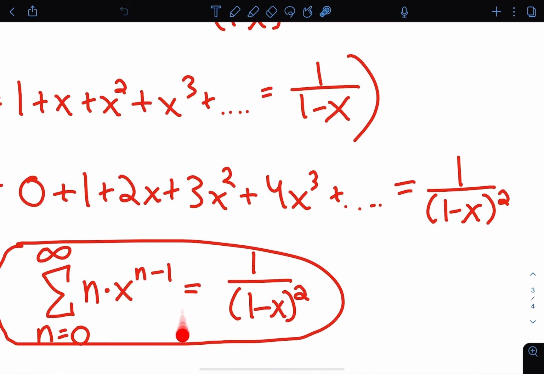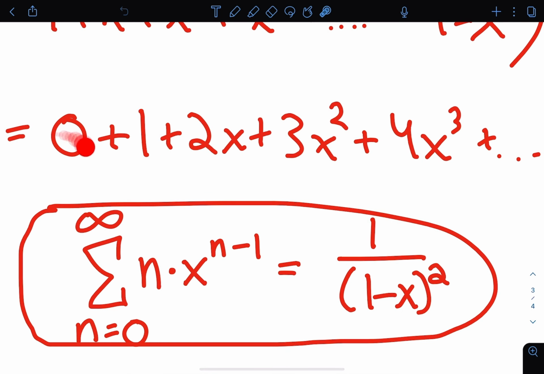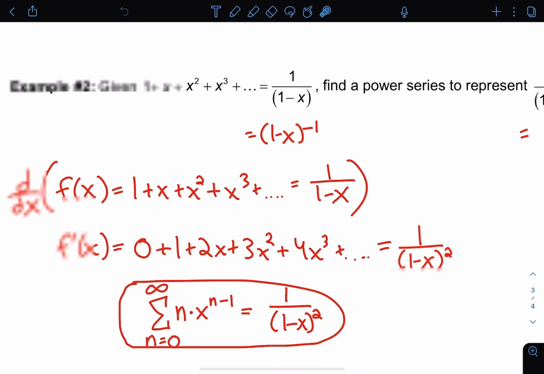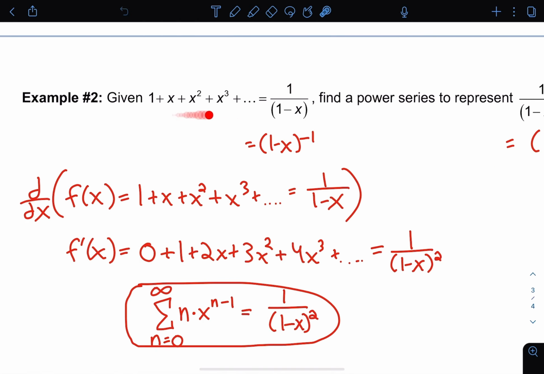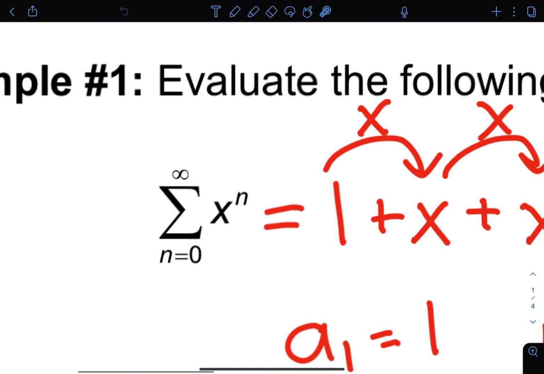And so now I get a brand new series, right? And so how do I notate this? So I'm starting at 0. My next term is 1, 2, 3, right? So I can start n at 0, right? And so this is just n times x to the n minus 1, right? Because the one we started with, if we go back to example 1, was just x to the n.